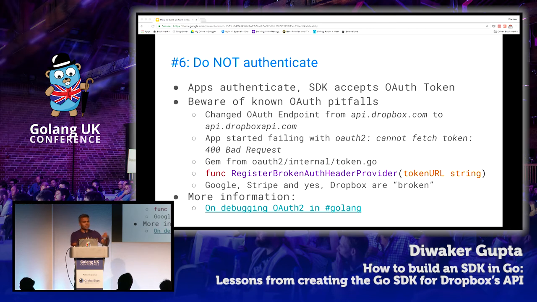But again, note that in this case, the library did not do a good job of providing me visibility into what was going on. If there was a way for me to enable verbose logging in Go's internals, it would have made my life a lot simpler. After much digging, I discovered this. Thankfully, the OAuth internals do export a public method that allows you to register a new domain as a broken OAuth header provider. Once I did that, everything started working fine. Ironically, Google, Stripe, Instagram, Facebook, these are all broken OAuth providers. So again, that tells us something about the OAuth spec.